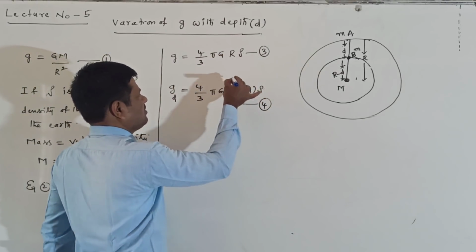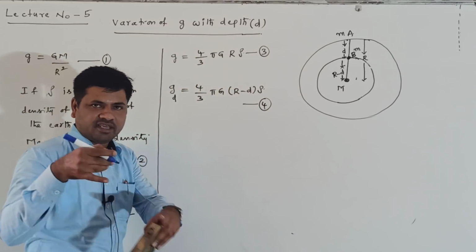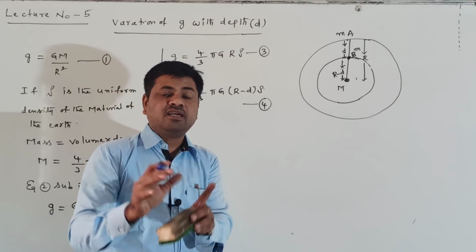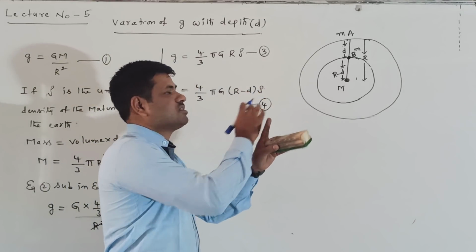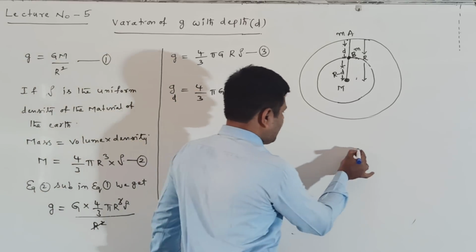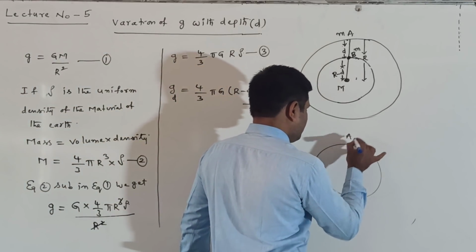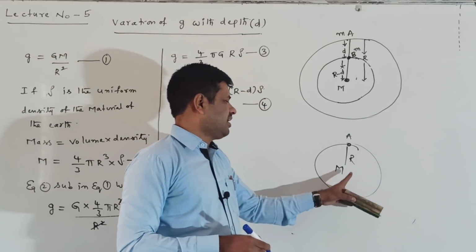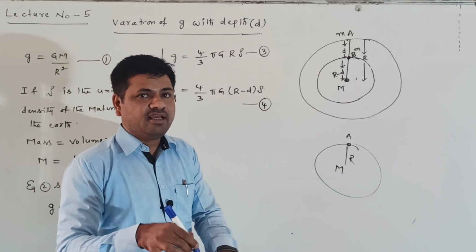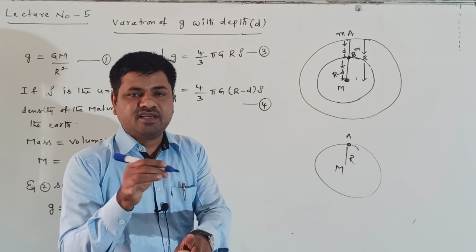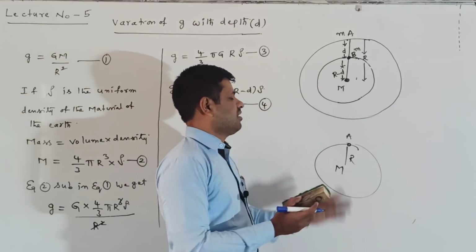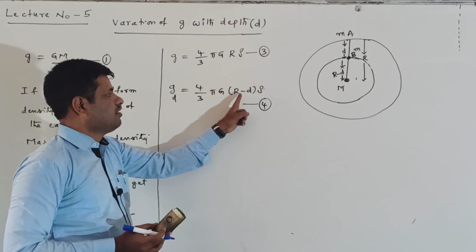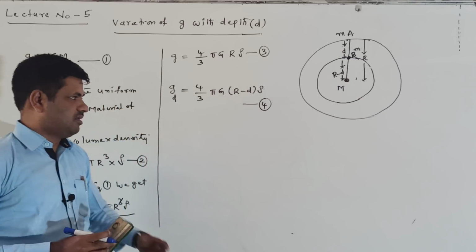Why am I writing R minus d in the place of R when taking it at the depth d? Because the mass present in the radius R minus d is the only mass that affects the small mass m. When placing it on the surface, the total mass affects it, because it is present in the radius capital R. But when taking it at the depth, the mass present in the radius R minus d affects the small mass m. Very, very important point. That is the reason I write R minus d in place of R.